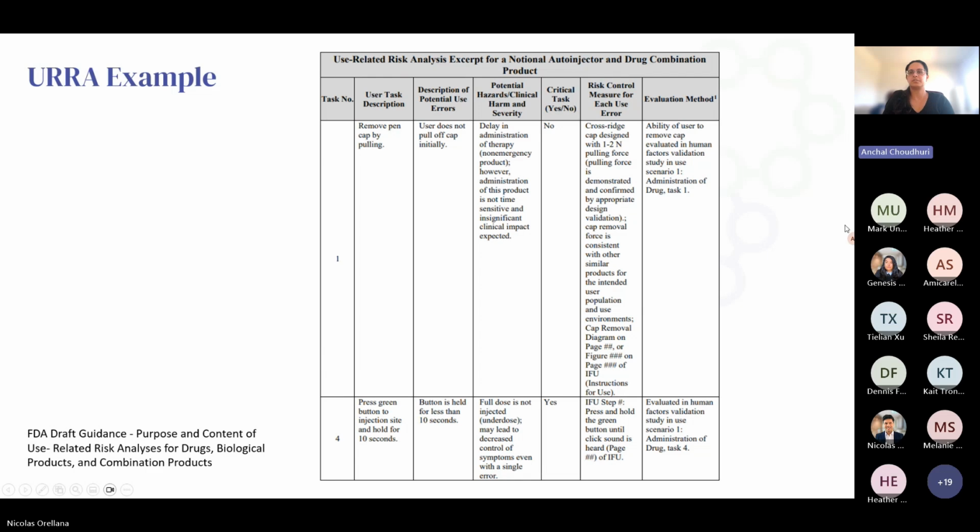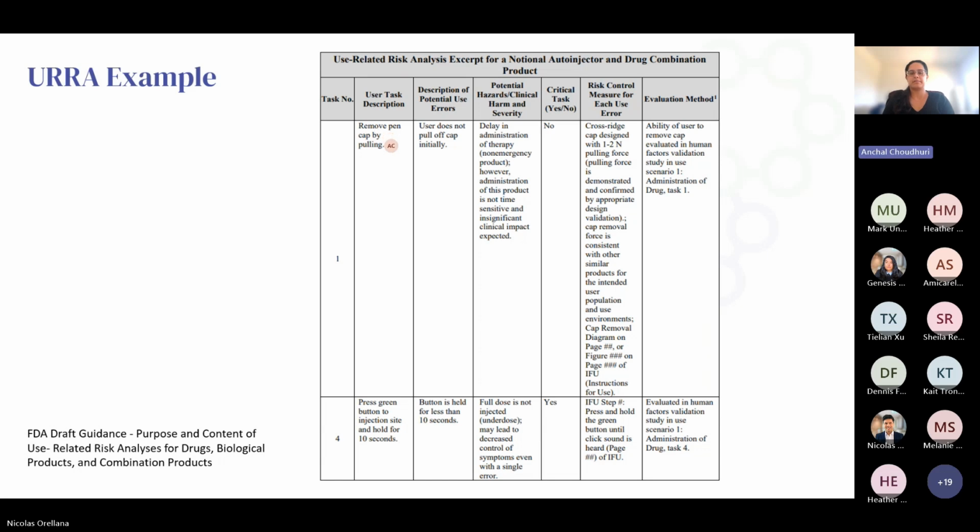So this slide shows a URA example. It's taken from FDA's draft guidance on URAs for drugs, biologics, and combination products. This is the format that FDA expects sponsors to submit their URA in, and they are pretty particular about using this format. So the first column is the number of the task, followed by the user task description.